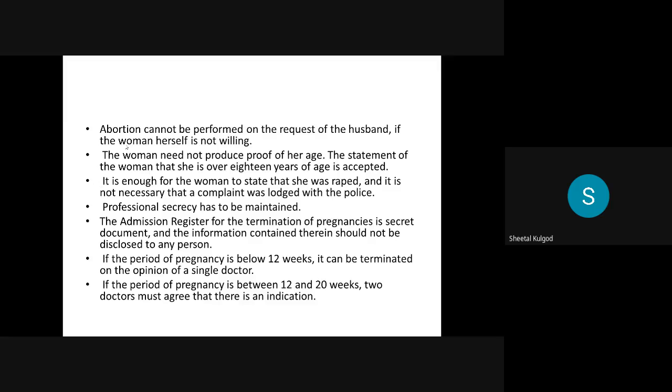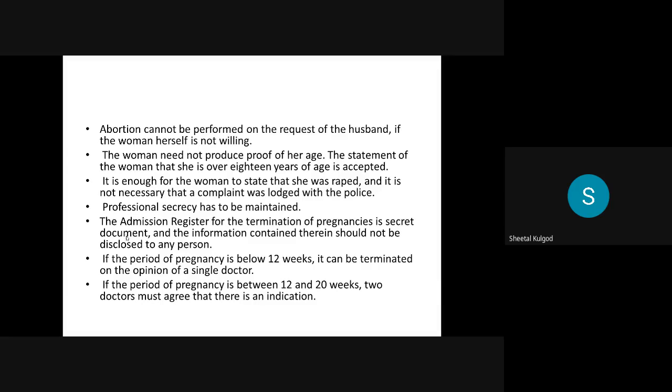So whenever there is a woman who is pregnant with a suspected rape or sexual atrocity, then we need to inform the police, whether it is in a government institute or in a non-government institute. It is important that we report it to the police right now. So this statement doesn't hold good right now. Earlier it was so. Professional secrecy has to be maintained, of course.